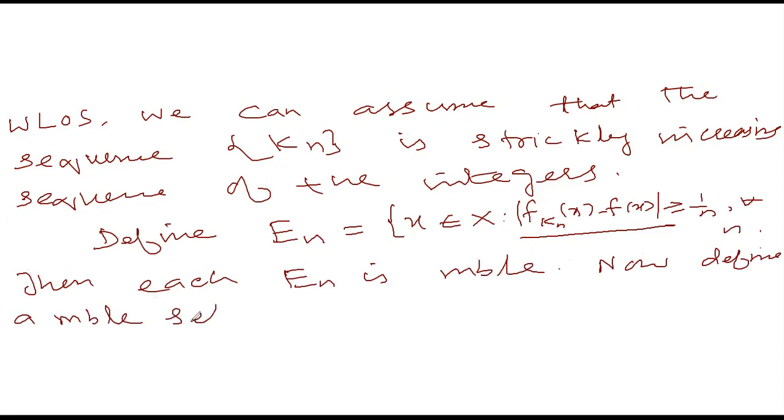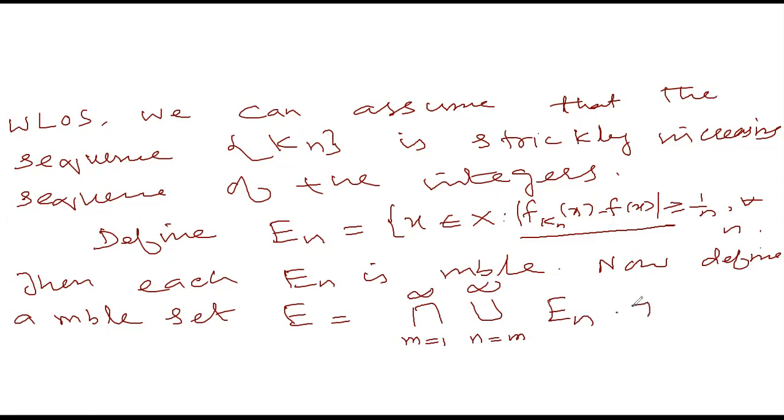Define a measurable set E, which is equal to the intersection, m runs from 1 to infinity, and here it's the union, n runs from m to infinity, E_n. It's measurable because it's a countable union and countable intersection of measurable sets. So E is a measurable set.